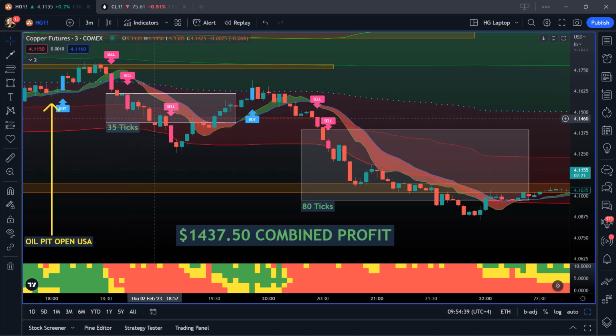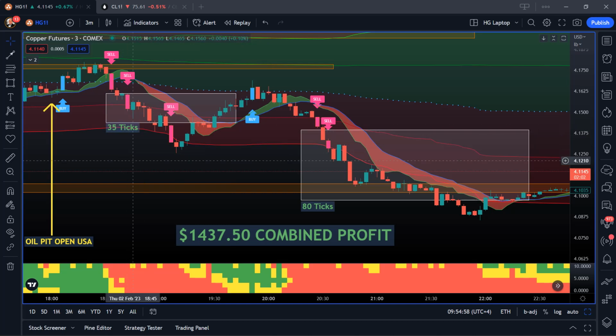Now we come back, we come down, we come back up. You see the red cloud here. It turns green at this point, so that's time to take profit. So yes, we left some on the table, but we have to follow the same rules every time, because the next trade will give you the reason why. So that's a 35 tick profit on that trade.